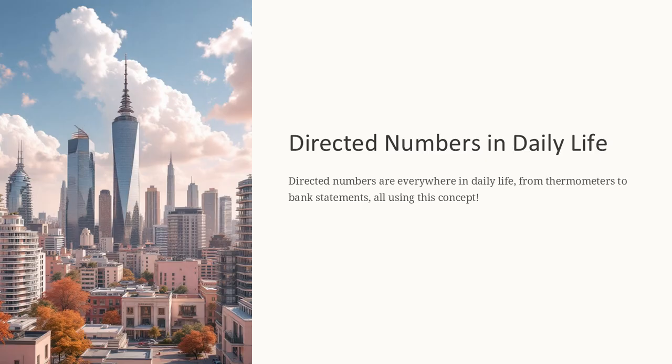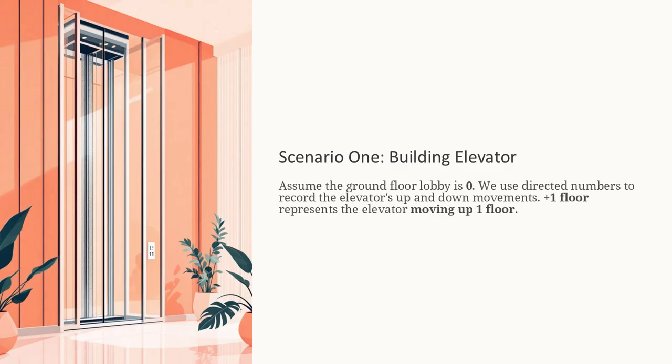All right, that's enough theory. The absolute best way to get a feel for this language is to see it out in the wild. Let's look at a few real-life situations where you're already using directed numbers all the time. Okay, first up, a simple elevator. It's basically a perfect number line that goes up and down. We can just decide that the ground floor is our neutral 0. So anything above that is one direction and anything below it is the other.